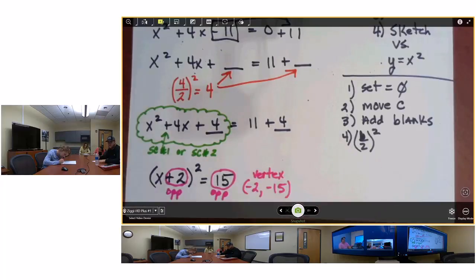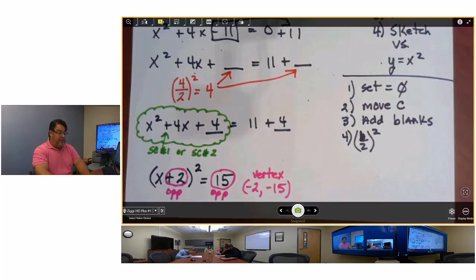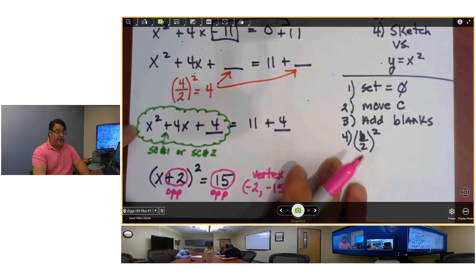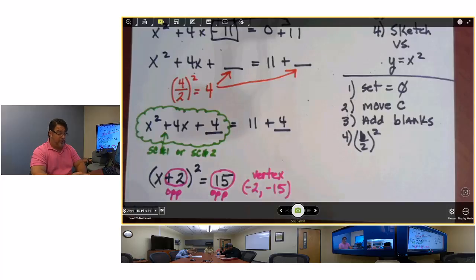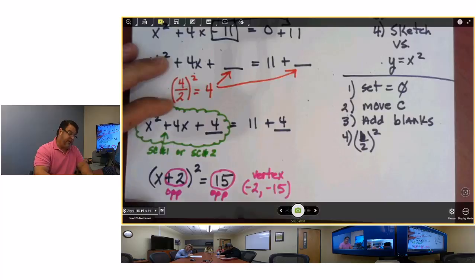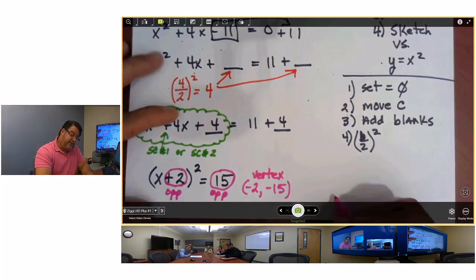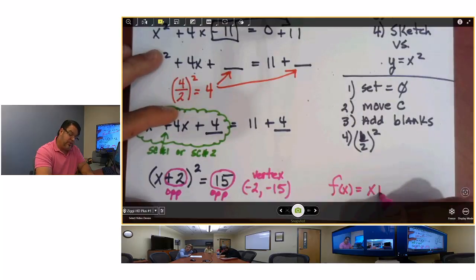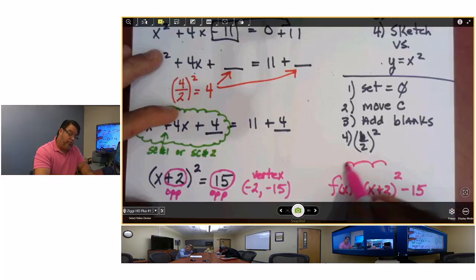Now, I need to also say here that you can rewrite this in intercept form. Your book will ask for it, your homework will ask for it, and some tests may ask for it. And that's where you just bring the 15 over and set it equal to f of x. So f of x is equal to x plus 2 quantity squared minus 15. This is called intercept form.